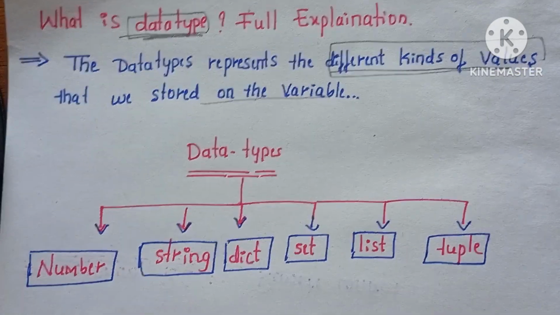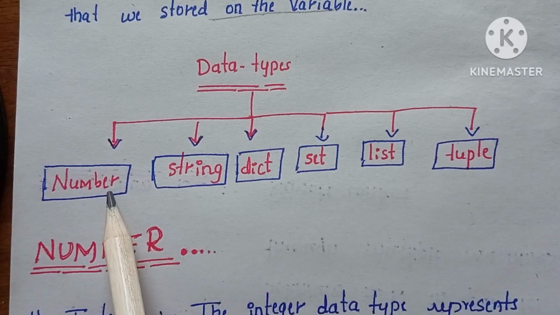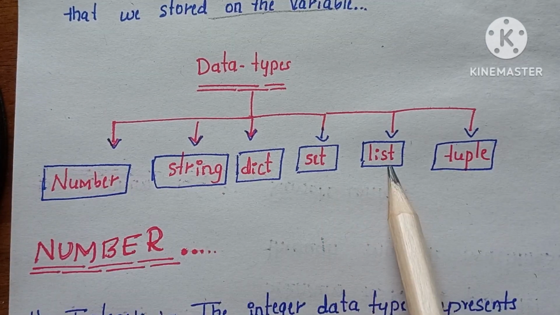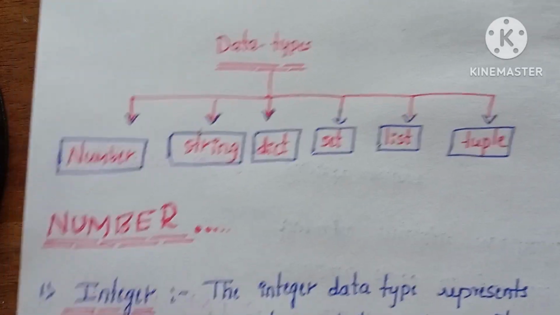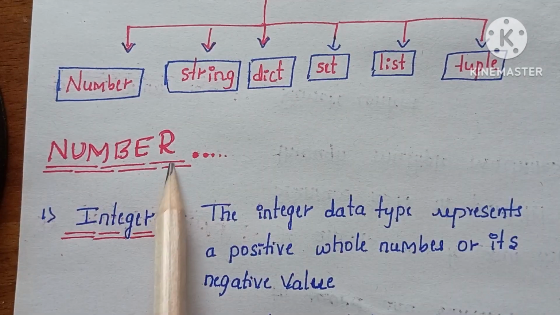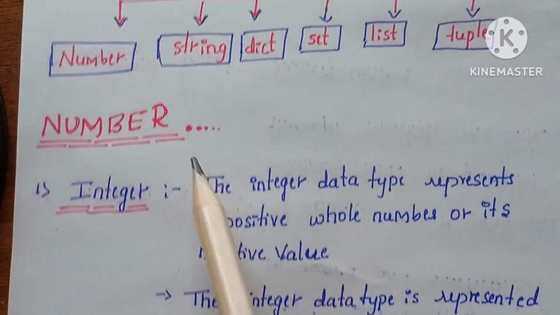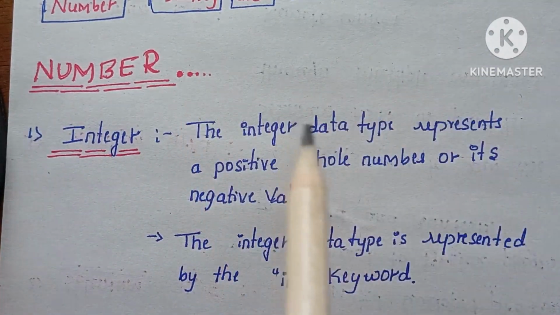Next, the different types of data types are number, string, dictionary, set, list, and tuple. The first one is number. In the number data type there are three categories. The first one is integer. So what is the meaning of integer?